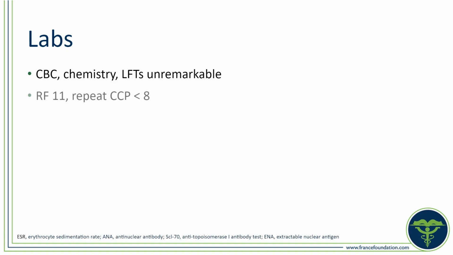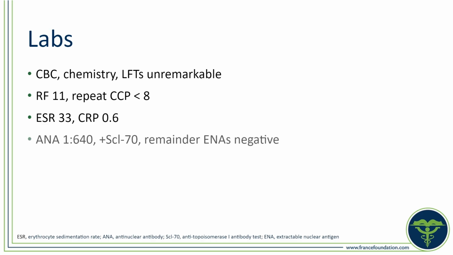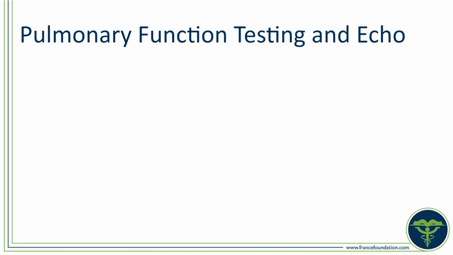Her rheumatoid factor is 11, and her repeat CCP antibody is less than 8. Her inflammatory markers show an ESR of 33 and a CRP of 0.6. In terms of her serologic workup, she has an ANA that's positive at 1 to 640, a positive SCL70 antibody, and the remainder of her extractable nuclear antigens are negative. So let's review her pulmonary function testing and echocardiogram.